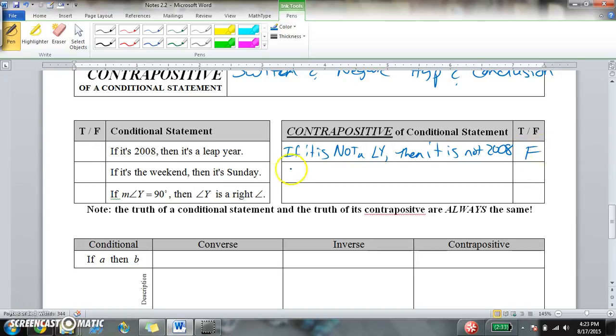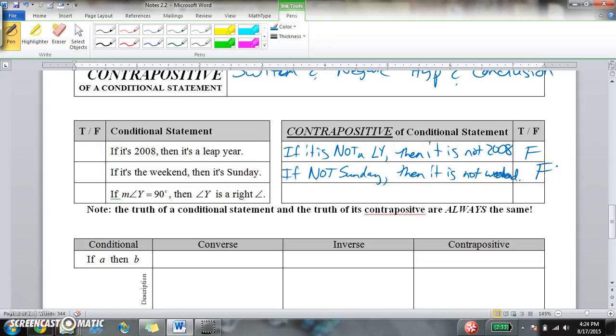If it's the weekend, then it's Sunday. So flip it around and negate it. So if it is not Sunday, then it is not the weekend. Is that true or false? Well, if it's not Sunday, it could be Monday, Tuesday, Wednesday, Thursday, Friday, or Saturday. So it says if it's not Sunday, then it's not the weekend. Well, it could be Saturday, and Saturday is the weekend, so this would be false.